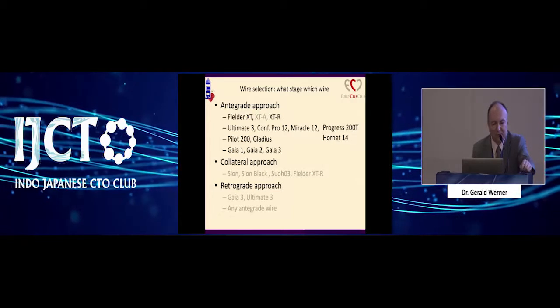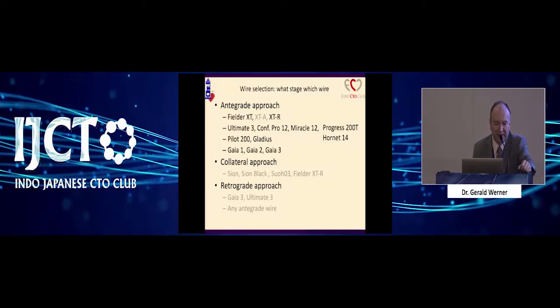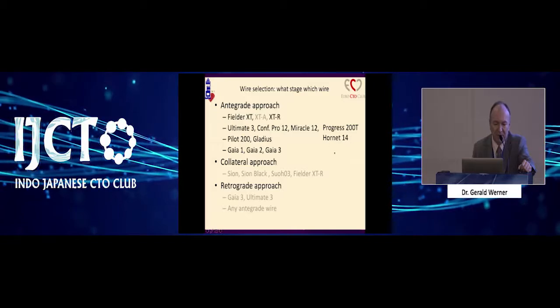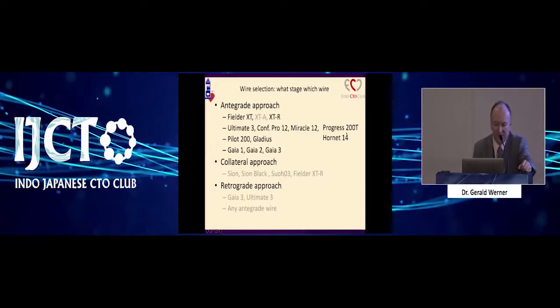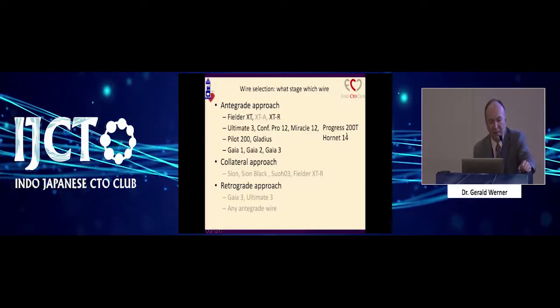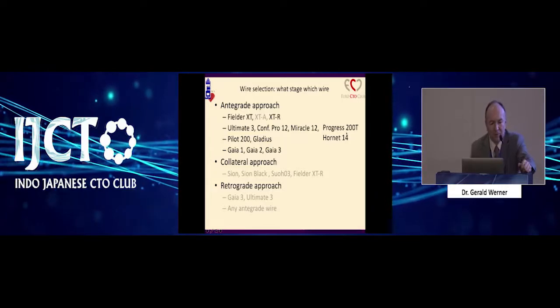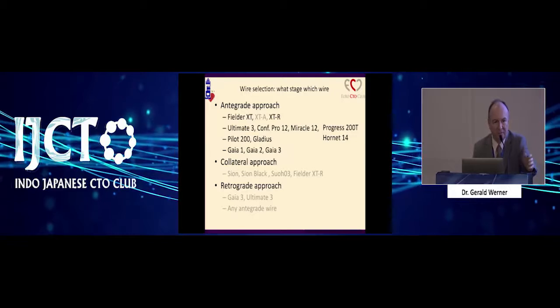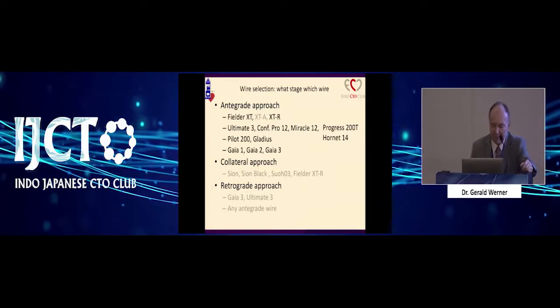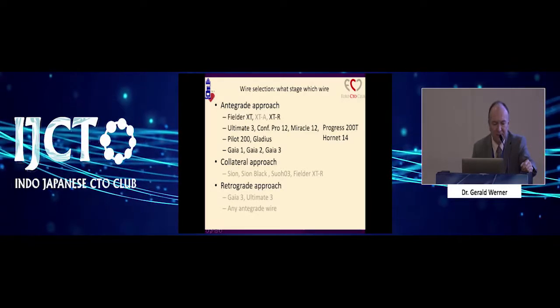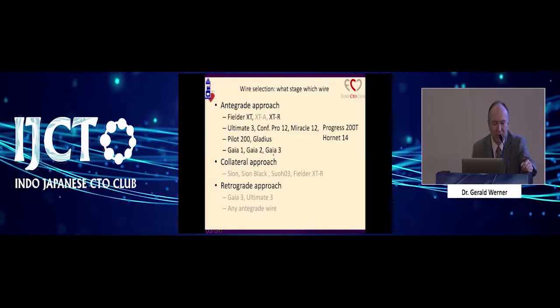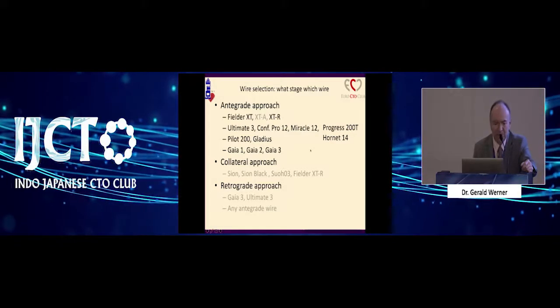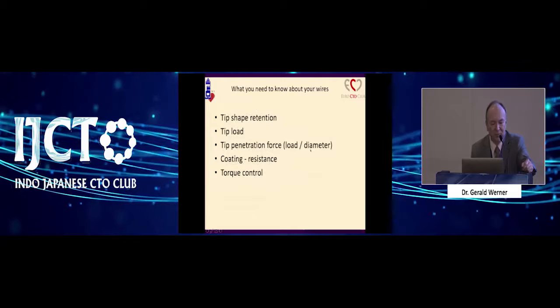Actually, to make my shelf even more slim, I got rid of the XTA, and I got rid of the Confianza and just have the Pro 12. But I add from 2 other companies, 2 other stiff wires. That's the Progress 200T and the Hornet 14. One from Abbott, the other from Boston. And that's basically what you need. And you may reduce, maybe you go from Gaia 1 to Gaia 3 and skip the Gaia 2. But that is personal preference.